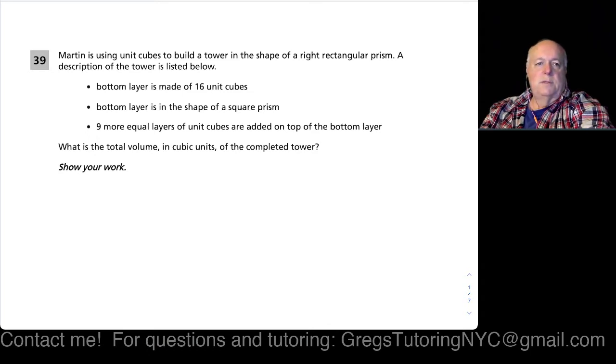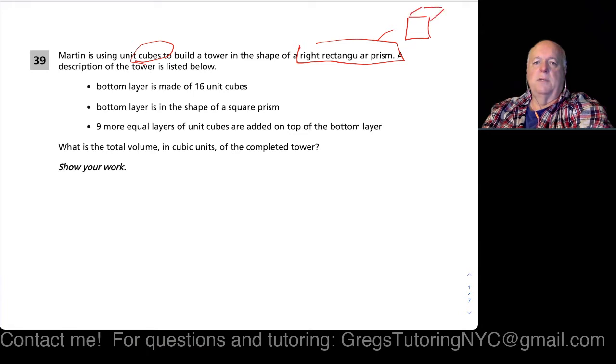So what we have is Martin is using unit cubes to build the tower in the shape of a right rectangular prism. That's basically a shoebox on its side. Okay, technically it could also be a cube because a square is a rectangle. Okay, so we got one of those. A description of the tower is listed below.